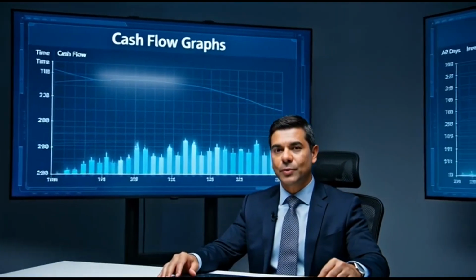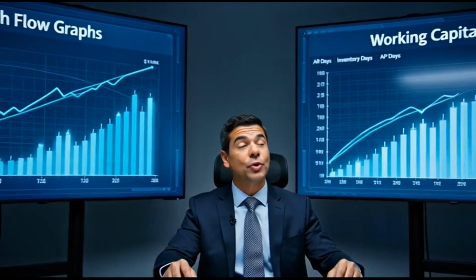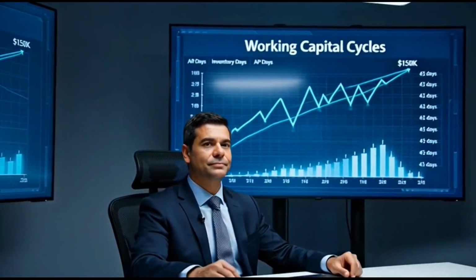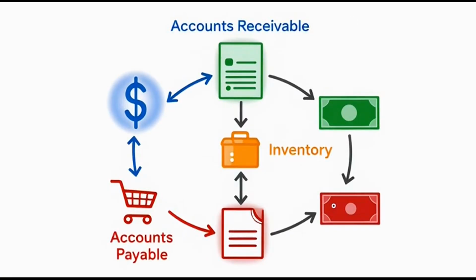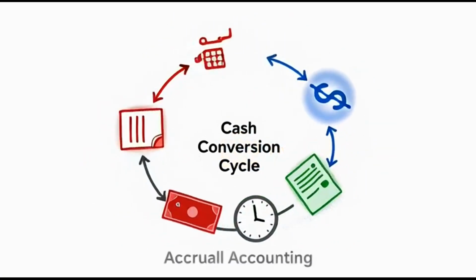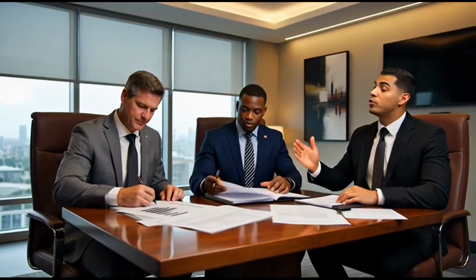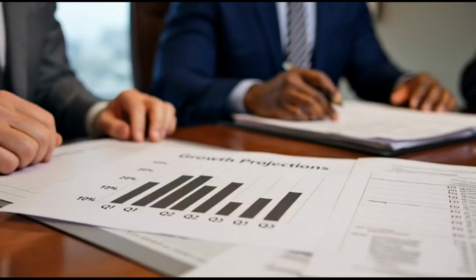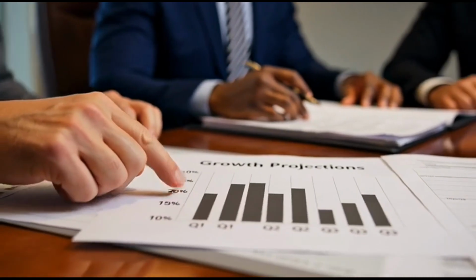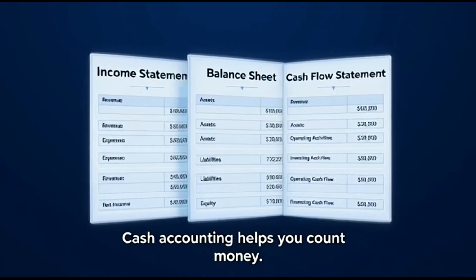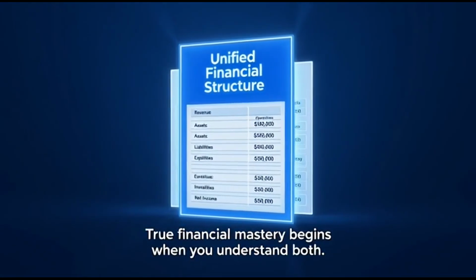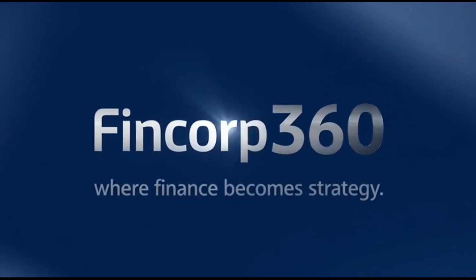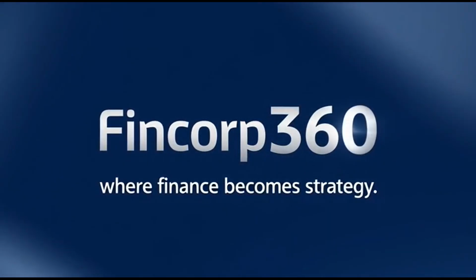In part 2, we explore the real power behind accrual accounting. We will break down working capital, cash conversion cycles, and why growing companies must transition to accrual accounting. This is the difference between running a small business and managing a scalable enterprise. Cash accounting helps you count money. Accrual accounting helps you understand money. True financial mastery begins. This is FinCorp 360, where finance becomes strategy.